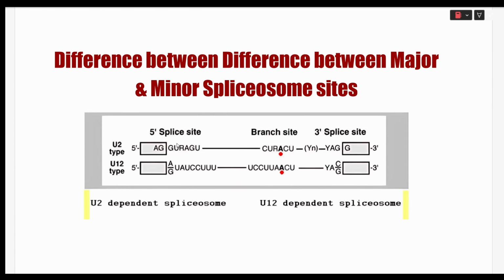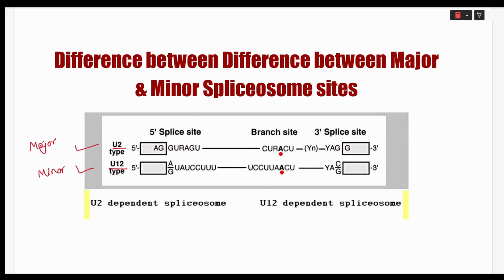What's the difference between them? Here it shows the difference in their splicing sites. This is the U2 type, or the major spliceosome, and this is the minor spliceosome. So don't get confused. Let me mention it quickly. This is major. This is minor. How do I know that? If there is U2, it is major. If it is U12, it is minor.